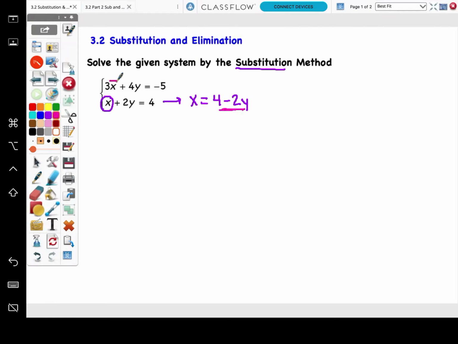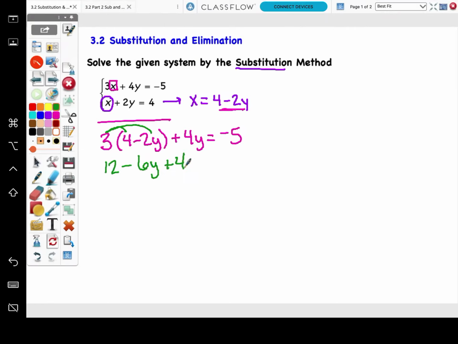Because this system belongs together, this now gets substituted in for the other x. So equation 1 now looks like, instead of x, I'm going to have 4 minus 2y. Remember the parentheses so you distribute, otherwise it will be wrong every single time. So now instead of 3x, I have 3 times the quantity 4 minus 2y. Now it's an equation with just one variable. So we go ahead and do the distributive property.